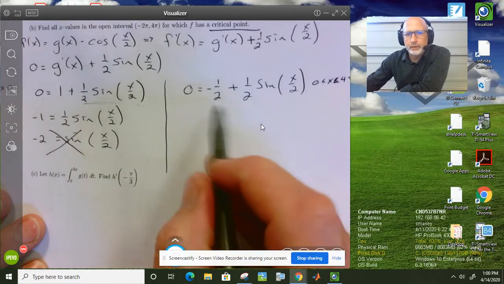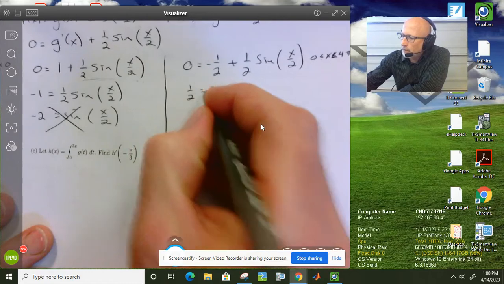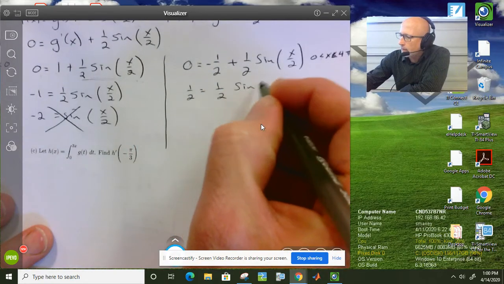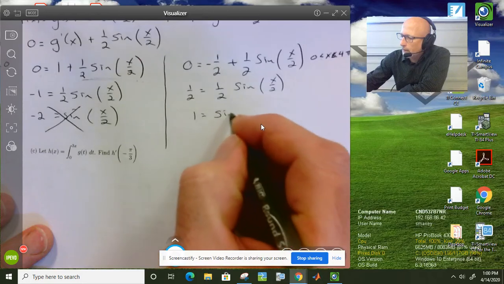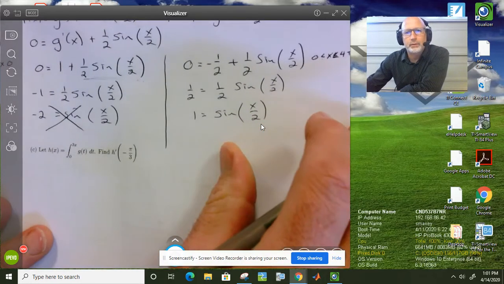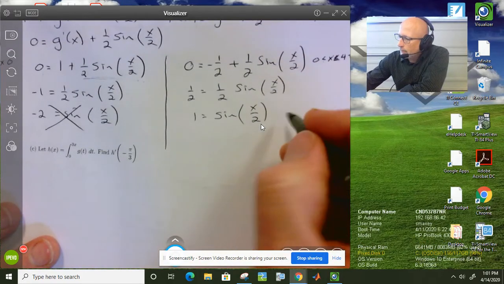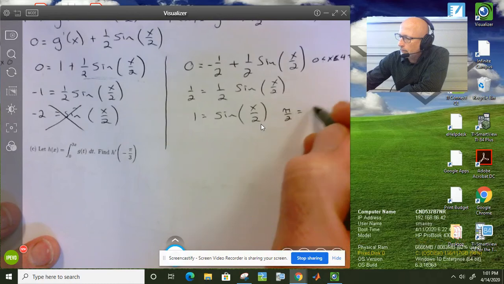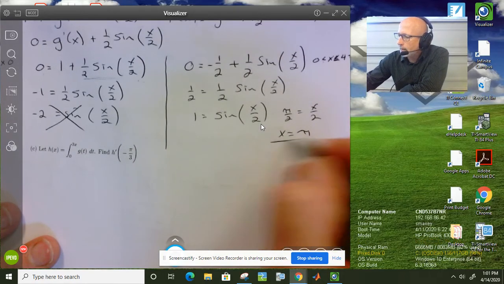So then going over here, we'll go ahead and solve this just like normal. So I'm going to add it over. So 1/2 is equal to 1/2 sine of x, all over 2. So 1 is equal to sine of x over 2. Well, hey, look, now I just need to know where sine is equal to 1. We know that's pi halves. So I have pi halves is equal to x over 2. So x is equal to pi. That is my only critical value.